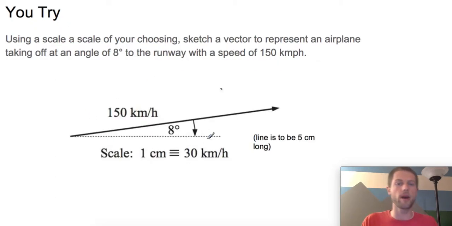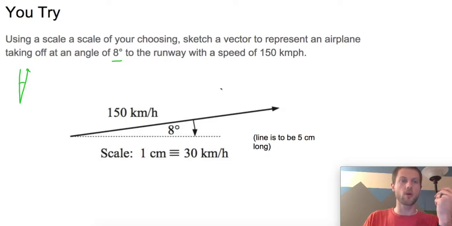All right, so this is what my diagram looks like. I am given an angle measure, but this is not a bearing. It is an angle of elevation from a runway. So if you drew something that looked like this and you called this 8 degrees, that's not quite what this is asking for. The scale that I use here is 1 centimeter is 30 kilometers an hour, and this big line, this vector here, should be about 5 centimeters long. So that's just drawing these things.